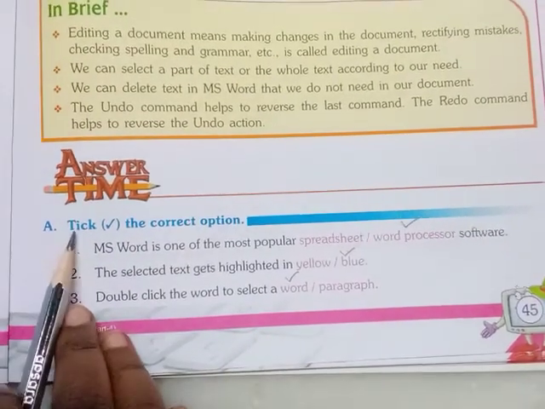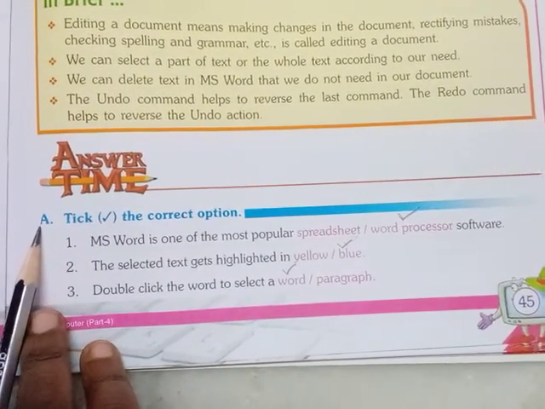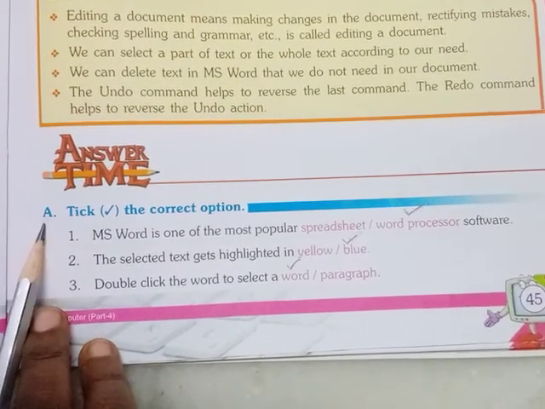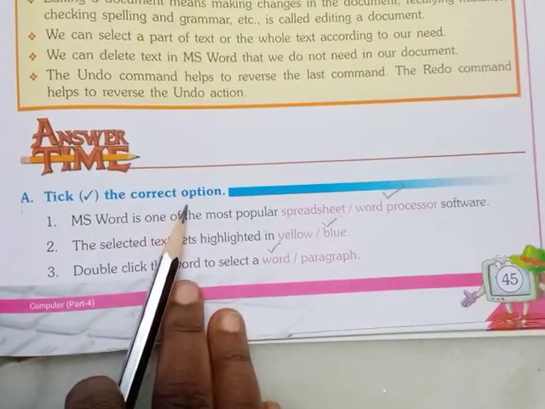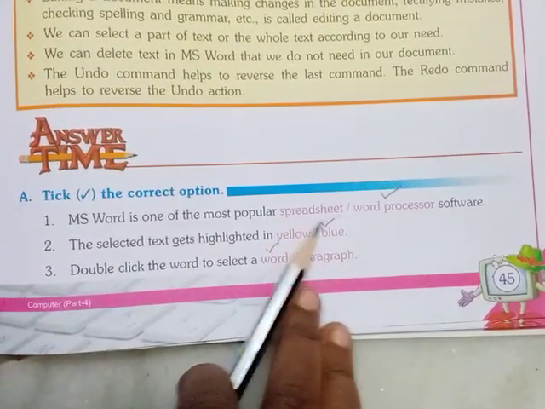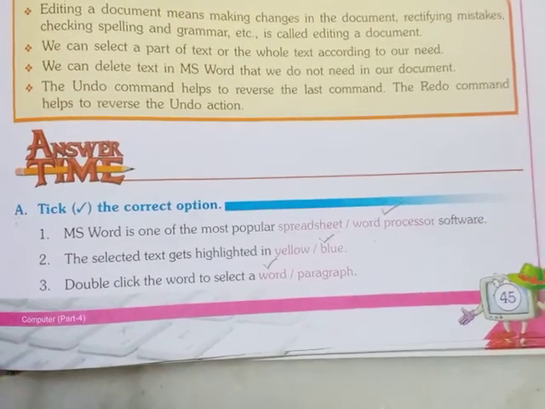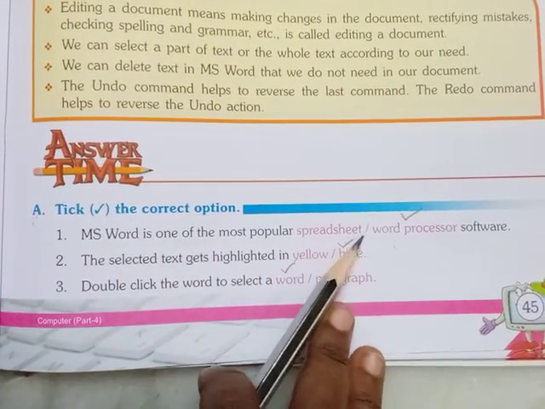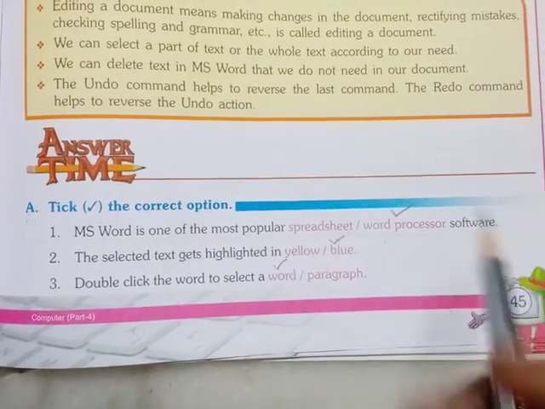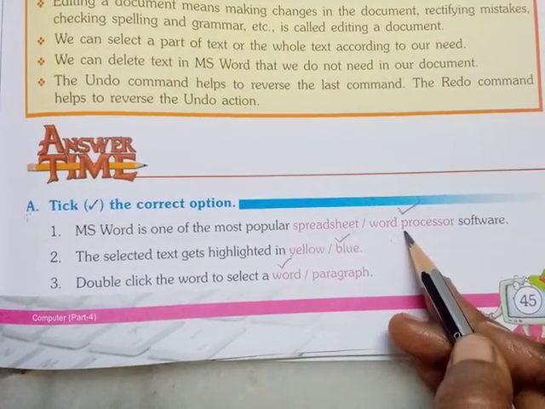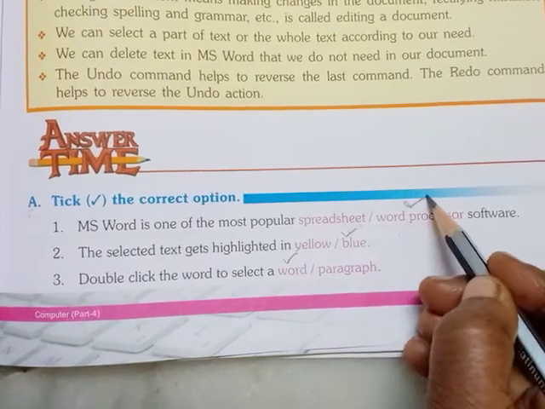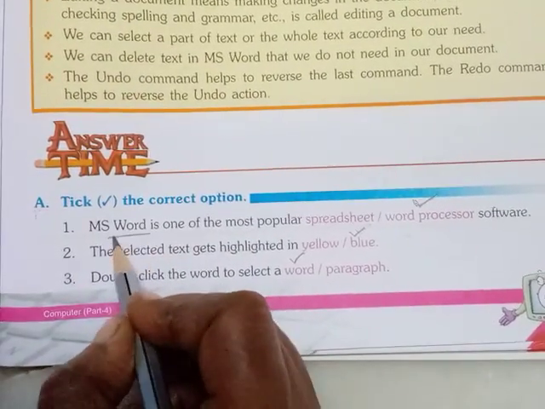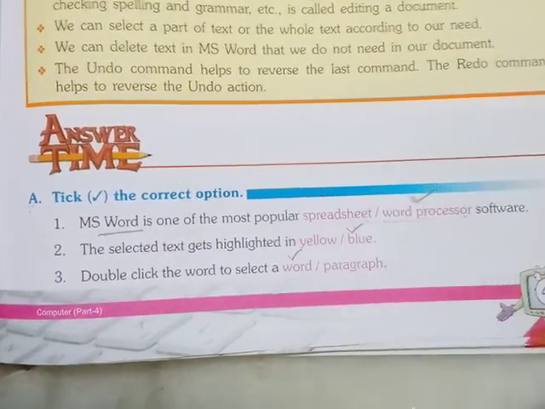Here answer time is there. So first we will see section A. Here tick the correct option given. Here two answers are given. We have to choose one correct option. The first one is MS Word is one of the most popular spreadsheet or word processor software. So spreadsheet software or word processor software? The answer is word processor software because it's MS Word.